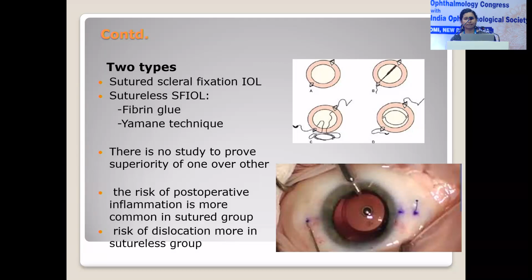Drawbacks with these lenses are that they usually need more surgical expertise, and the chances of IOL decentration and tilt are also higher in these cases. Other than that, these sutured lenses usually suffer from knot erosions and late suture breakage. While in cases with the sutureless scleral fixation technique, the chances of intraocular lens dislocation are also high.